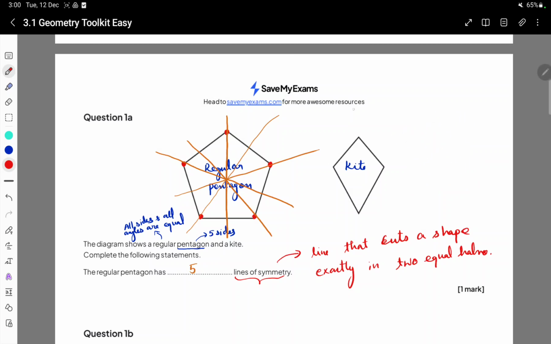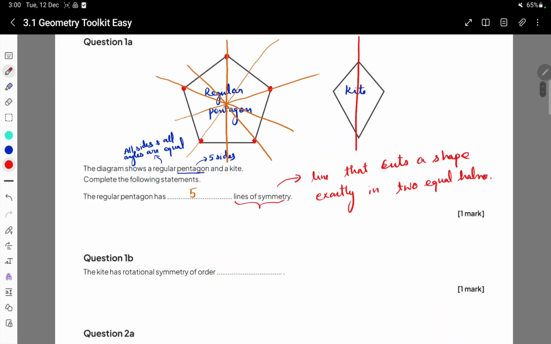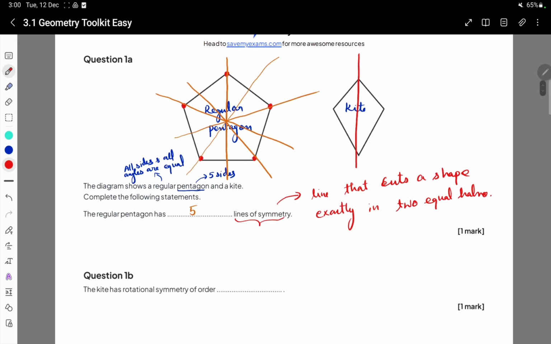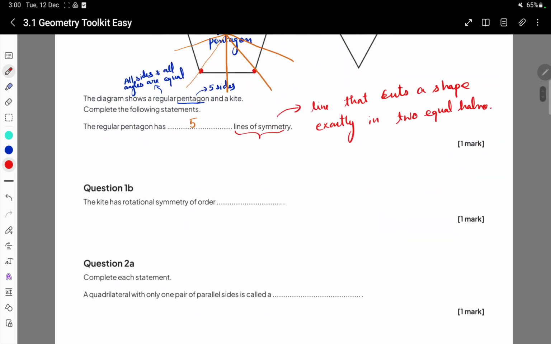Now here in this kite, only 1 line of symmetry is there, but they are not asking this in the question. For the kite, they are asking about rotational symmetry. What is rotational symmetry? You have to rotate this shape 360 degrees, which means one complete rotation or revolution. You just have to count how many times, after rotating 360 degrees, you fix one point.